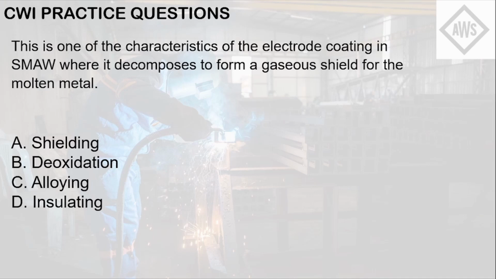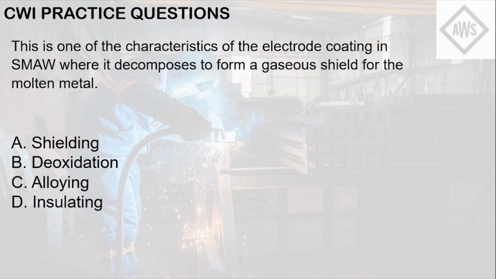So for the choices, deoxidation is the characteristic of the electrode that removes the impurities from the molten metal. Alloying refers to the addition of elements that will improve the mechanical properties of the weld. Insulating is the property of the electrode that produces a solidified slag that will prevent the sudden drop of temperature for the weld, thus preventing embrittlement.